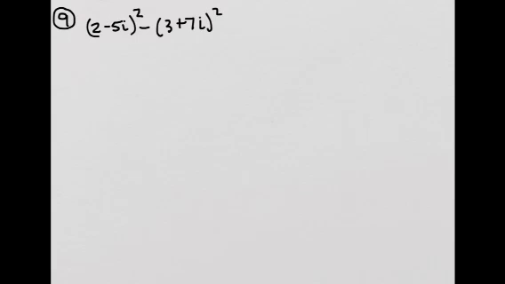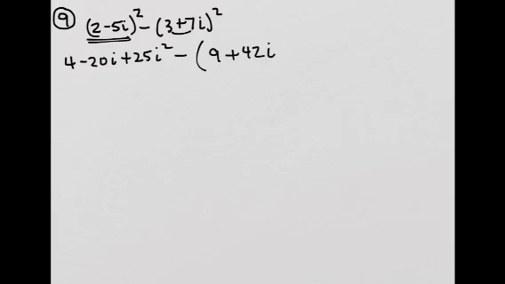Alright, so number 9 is squaring two binomials and then combining like terms. So for this one right here, it's 4 minus, so you multiply 5 and 2 and double it, minus 20i, and then square the last term, it's plus 25i squared. Okay, minus, I'll put parentheses there because I'm just squaring first. So that's going to be 9 plus, and then this is 21, but you double it, 42. And then 7i squared, so that's going to be 49i squared.